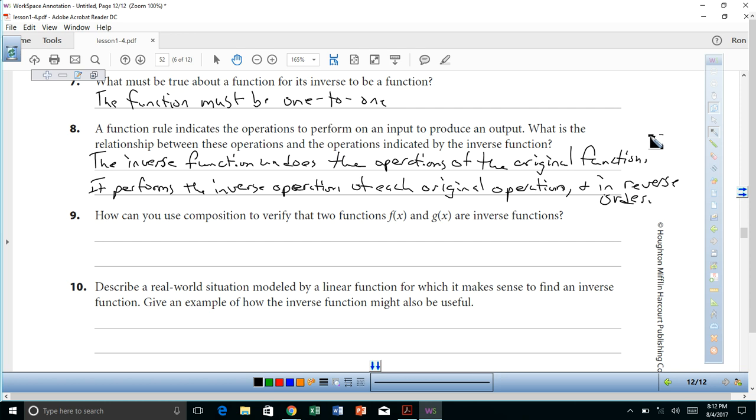How can you use composition to verify the two functions f of x and g of x are inverse operations? Well, if f of g of x equals x and g of f of x equals x, then f of x and g of x are inverse functions.